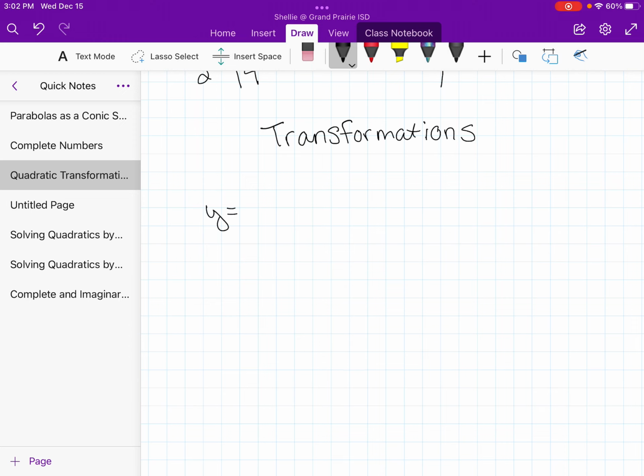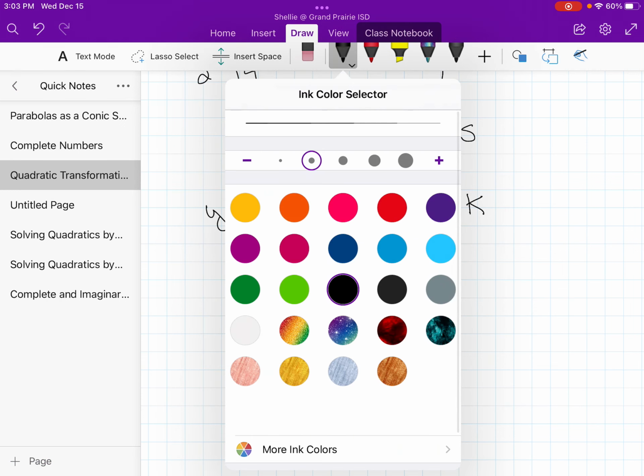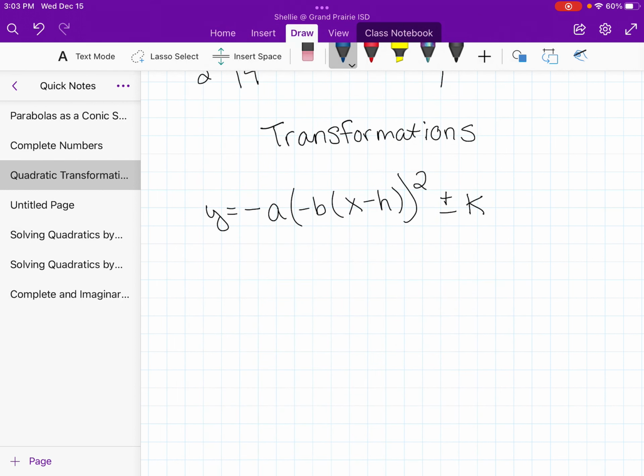Okay? So if the first thing that you see out of the gate is a negative, that is going to be a reflection. Let me go ahead and write all of these. There we go, and that would be squared plus or minus k. All right. So let's talk about what each of these transformations are. If you see a negative right out of the gate, right here, right after the equal sign, we say that that is a vertical reflection.